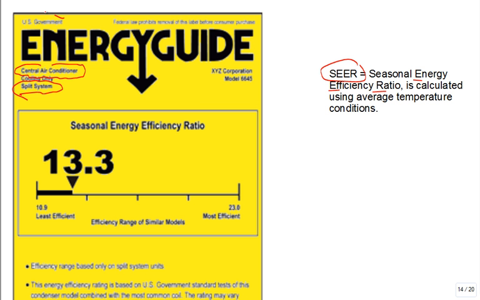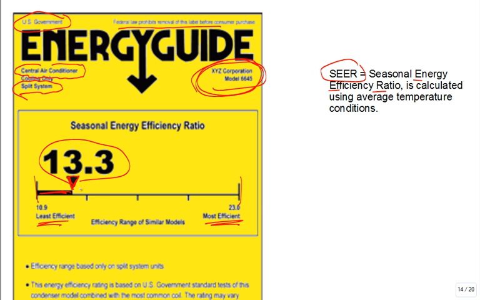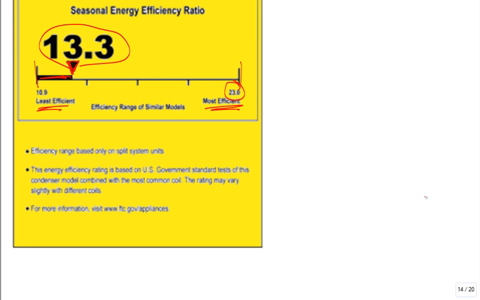Same type of federal government tag, federal law, don't remove till you buy it. This is where you put the company and model number information. Here's a scale from not so good to the best out there. It visually shows where, if you buy this model, oh, it's down in the 13.3 range of the SEER. It's lower end, not high end. You could buy a model up in the 20-some range, 23 as a maximum for this type of thing. And so that's what this SEER is. And these are just based on split systems only and how they combine and did the calculations.